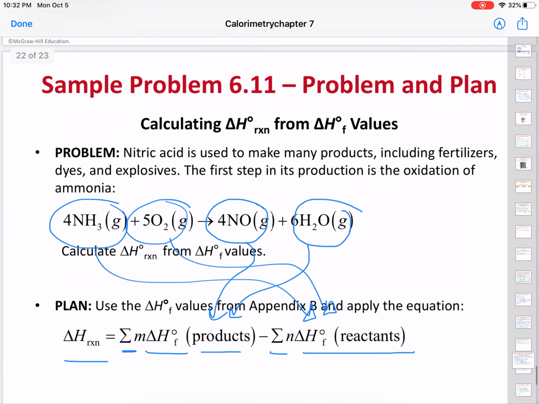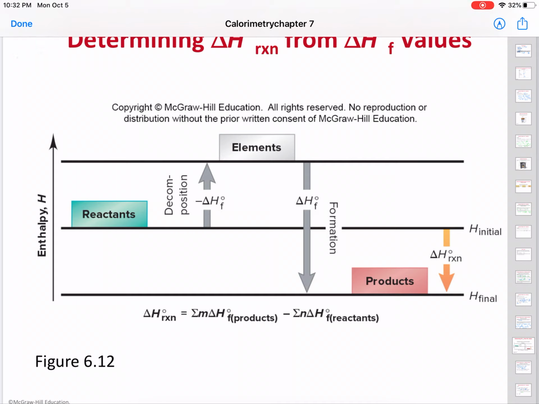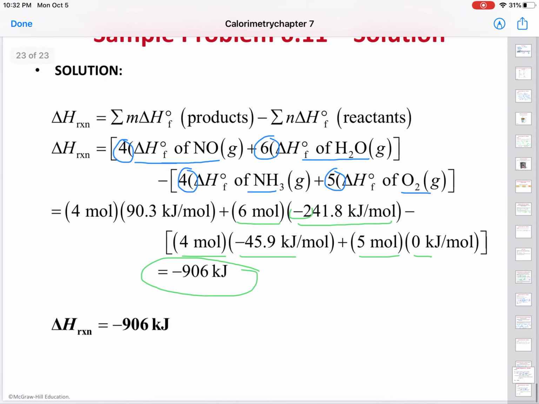Okay, that's how you calculate. This is showing it here in graph form, how you calculate delta H reaction from the sum of the enthalpy values for the products minus the sum of the enthalpy values for the reactants. Okay, we can conclude this section over here.